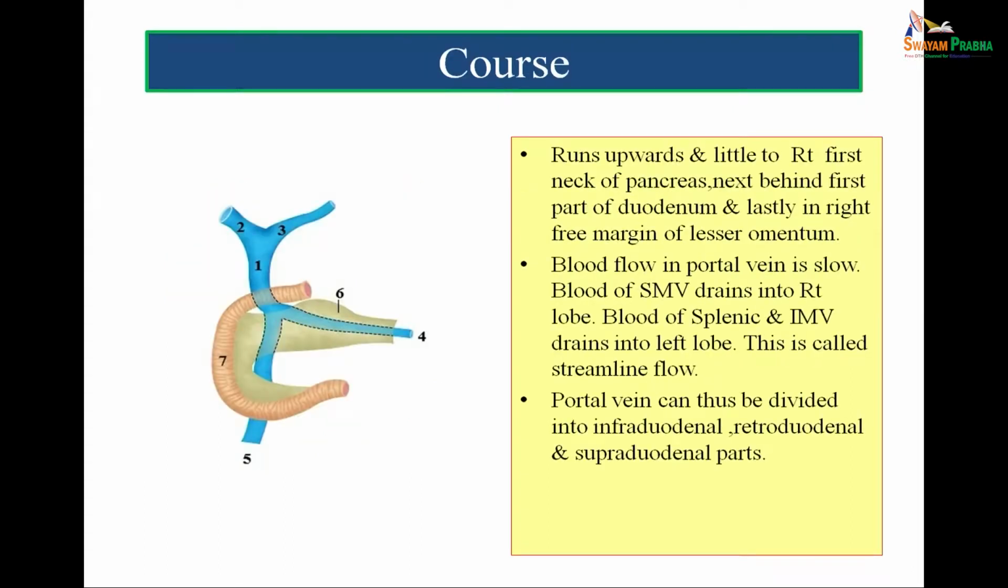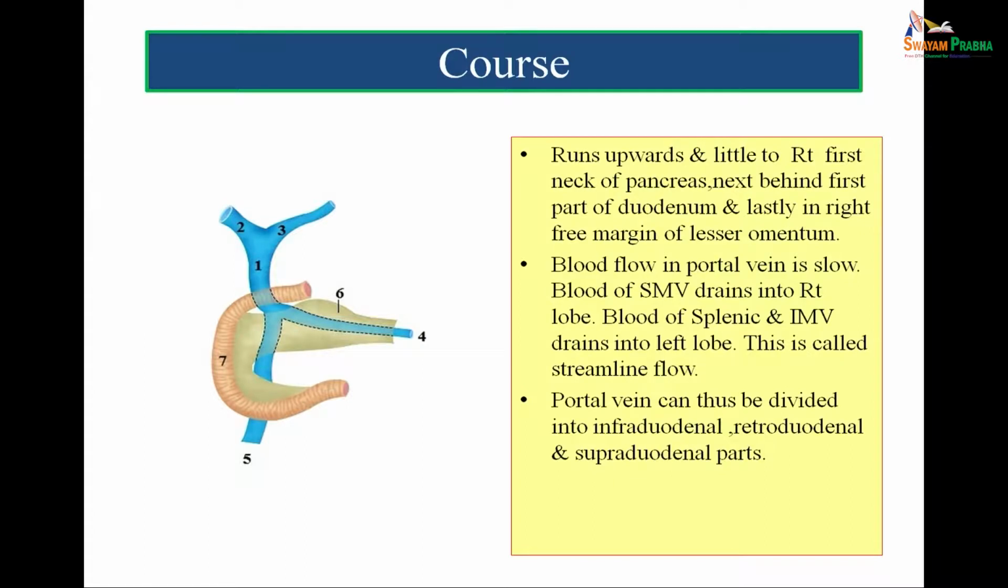Now, the course of the portal vein, as I mentioned earlier: it is formed below the first part of the duodenum, then it goes behind the first part of the duodenum, and then it enters the right free margin of the lesser omentum. There is a Pringle's maneuver in which, if bleeding is taking place, since the right free margin of the lesser omentum contains the portal vein and hepatic artery, compression is done at the right free margin of the lesser omentum to arrest the bleeding.